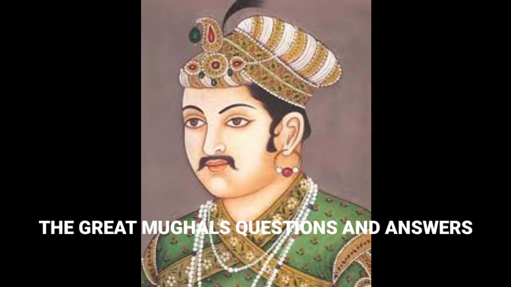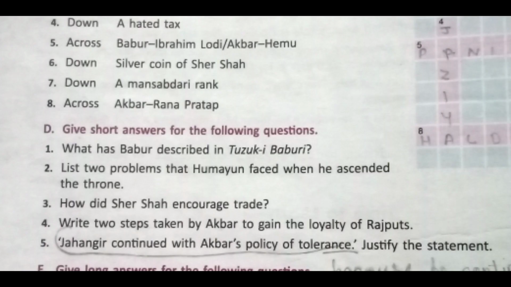Good morning, children. Today we are going to do the long and short question answers of history, the great Mughals. That is exercise D. First, page number 46. First question is this: what has Babur described in Tuzuk-i-Babri?